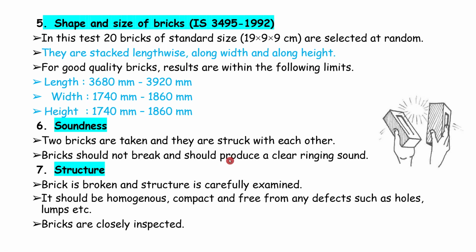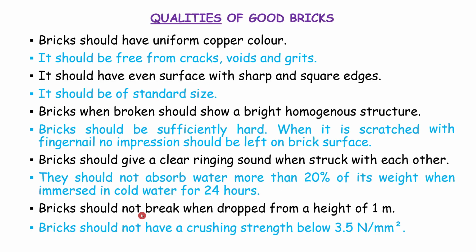Soundness. A good quality brick, when struck together, should give a clear ringing sound. I have already shown that a third class brick gives a dull sound. So for good quality, it should be a clear ringing sound when both are struck together. Structure. The brick is broken and the structure is carefully examined. It should be homogeneous, compact and free from any defects such as holes, lumps, etc. That's by visual inspection. Just break the brick and see that there are no holes inside the brick and no non-uniformity in its distribution.